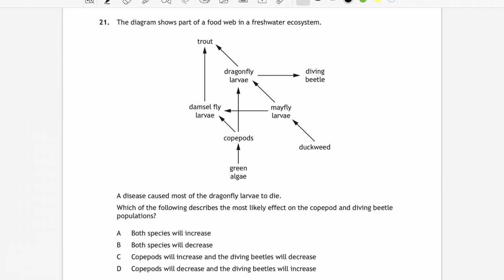We are looking for which describes the most likely effect on copepod and diving beetle populations if the dragonfly larvae were to die. So we've got the dragonfly larvae going down. What's going to happen to copepods? Well, copepods are consumed by dragonfly, so I'd expect them to go up. And diving beetle, let's see if we can find it. Diving beetle consumes dragonfly larvae, so I'd expect them to go down. So copepods would increase, diving beetle decrease. So we've got a potential answer for C, which is the correct answer.